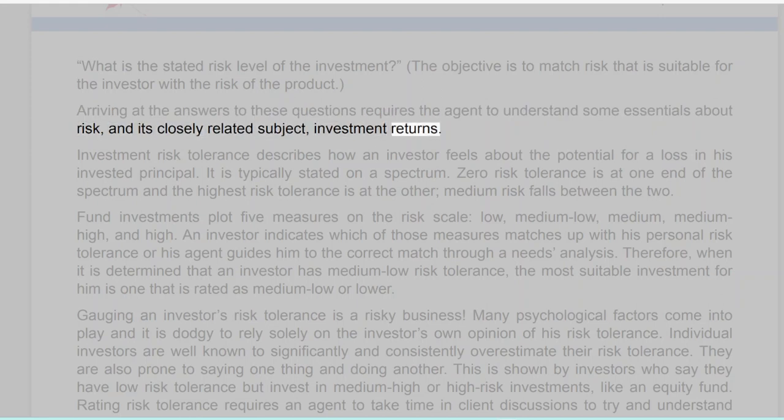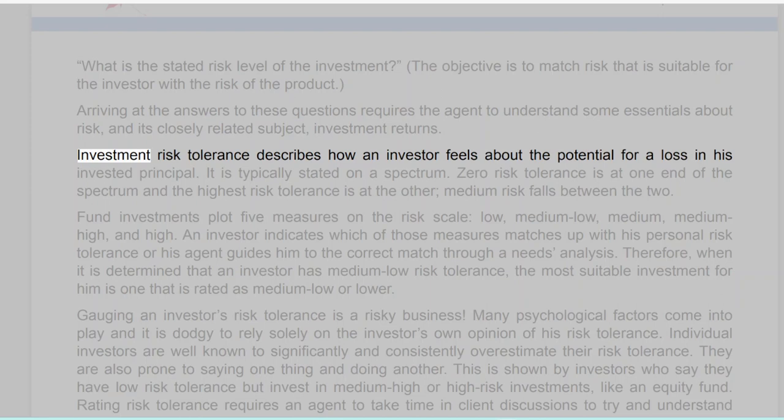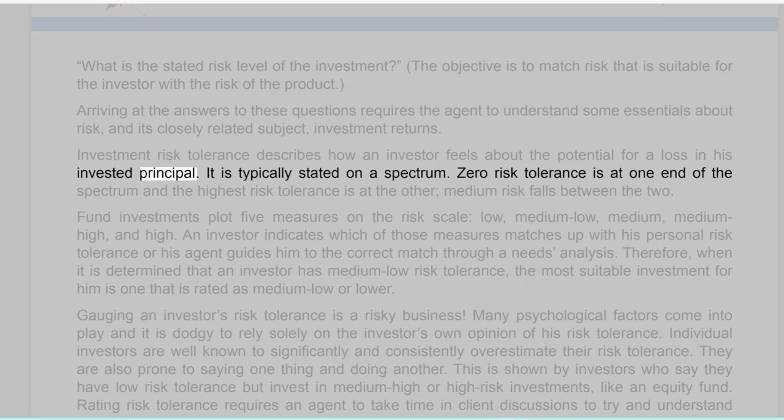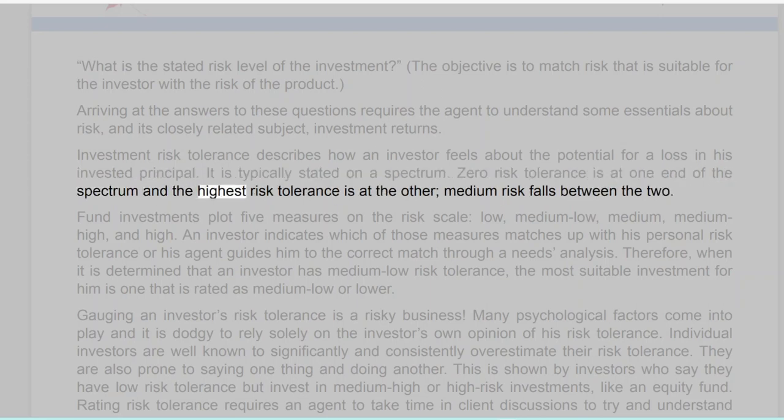subject, investment returns. Investment risk tolerance describes how an investor feels about the potential for a loss in his invested principal. It is typically stated on a spectrum. Zero risk tolerance is at one end of the spectrum, and the highest risk tolerance is at the other. Medium risk falls between the two.